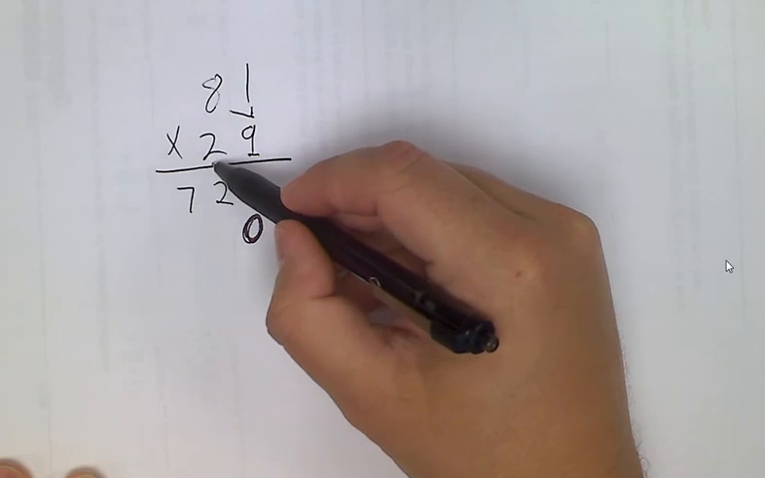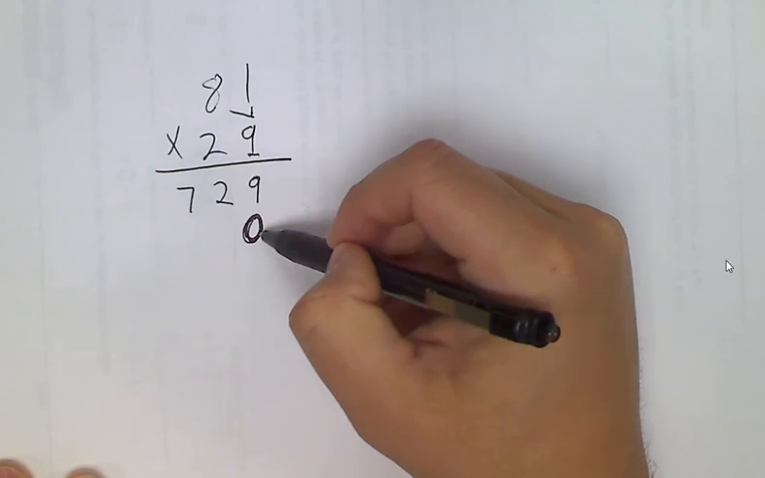The reason we put this 0 in is when we multiply this 2, we're not really multiplying a 2. That 2 is in the tens place. We're actually multiplying by a 20. That's why we need this extra 0 here.